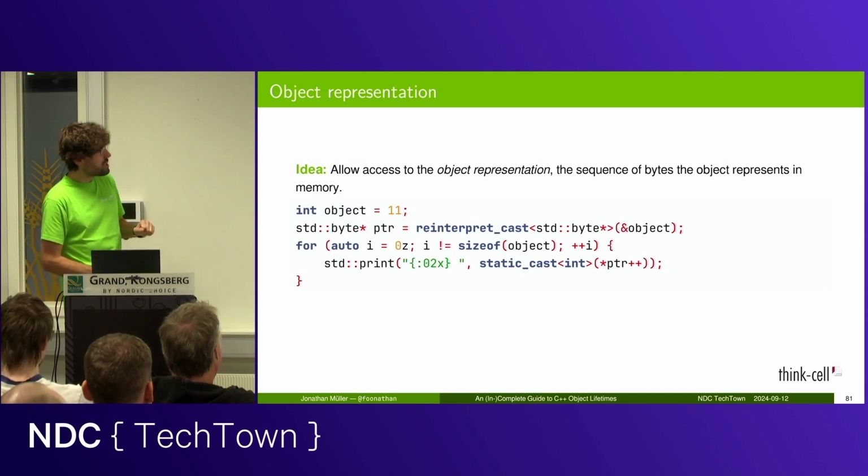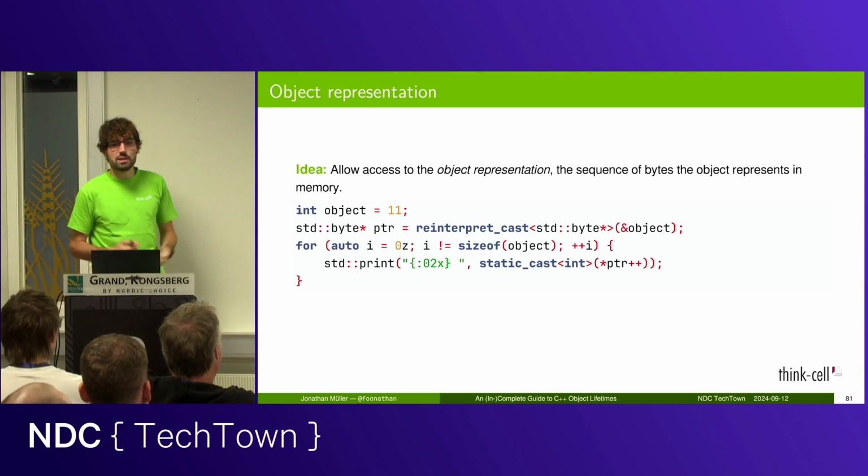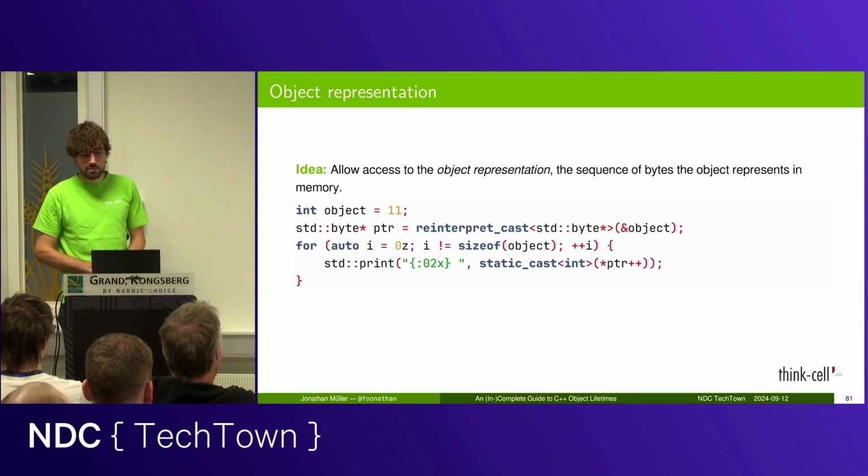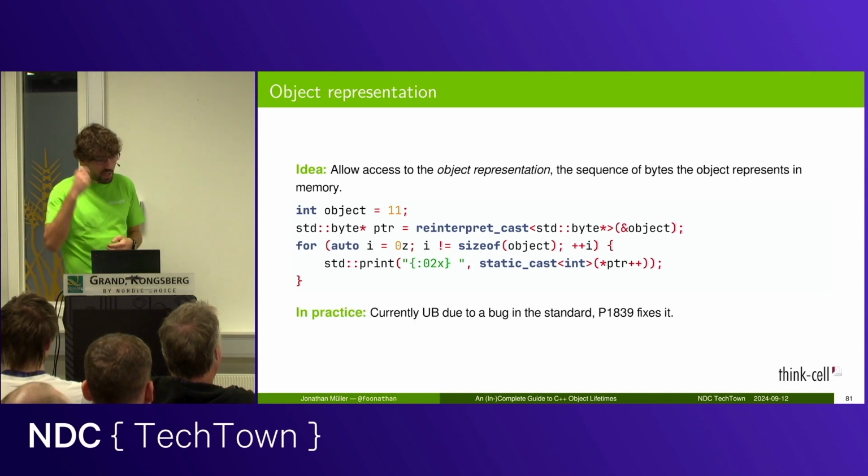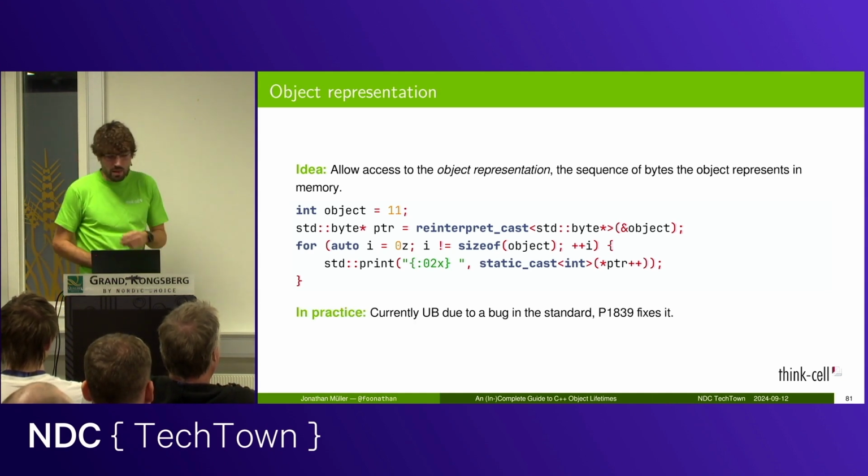So we've got our int object, we obtain a pointer to byte, and then we can iterate over the bytes that make up the int object and print the individual bytes, right? And this is well formed, in theory. In practice, this is undefined behavior because there's a bug in the standard.